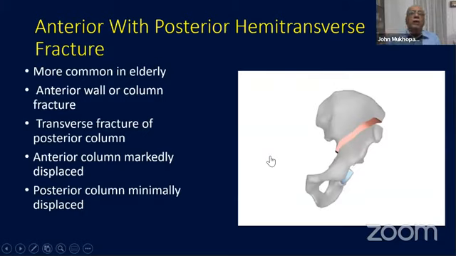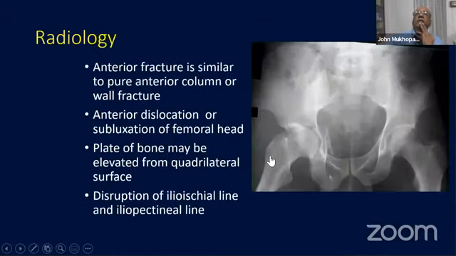Okay, so you have an anterior wall or column fracture and a transverse fracture of the posterior column. Usually in this, since the force is directed anteriorly, it's the anterior column which will be more displaced and comminuted, while the posterior one tends to be less displaced and less comminuted. The anterior fracture is similar to the pure anterior column or wall fracture or the combination. So when we cover this, we'll be covering more or less everything.